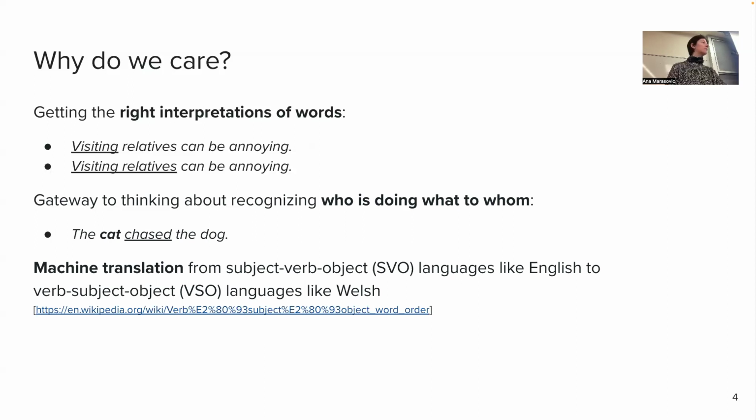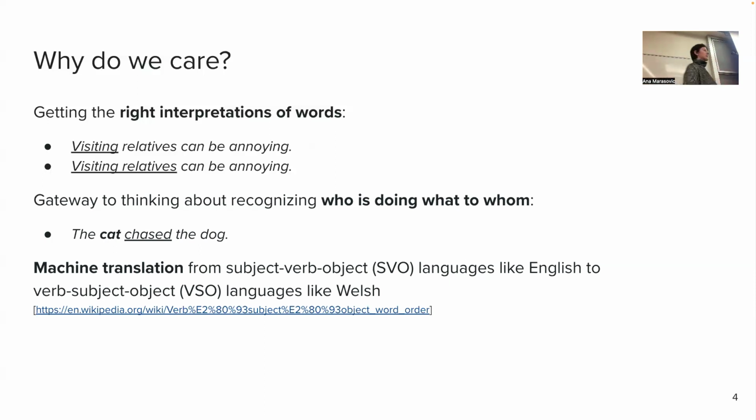Syntactic parsing is a helpful feature for downstream tasks, such as machine translation. For example, you might want to translate from a language which is predominantly subject, verb, object organized, such as English, to a language which is verb, subject, object organized, such as Welsh. I gave you a link to which languages are SVO, which are VSO, to see that there are a lot of them that span different groups.